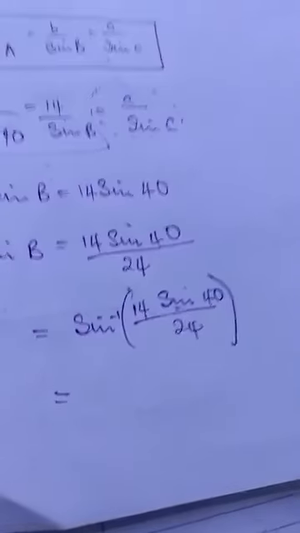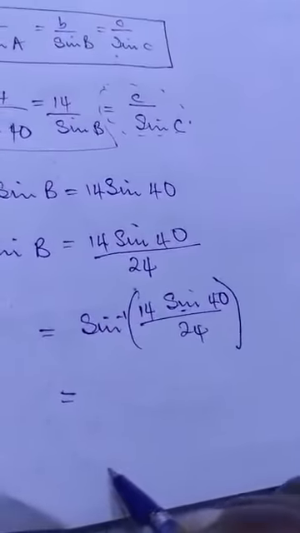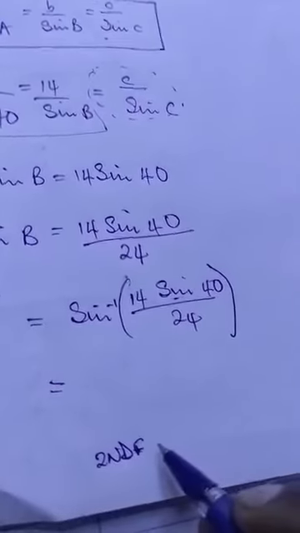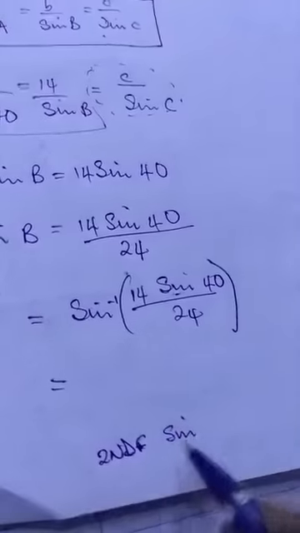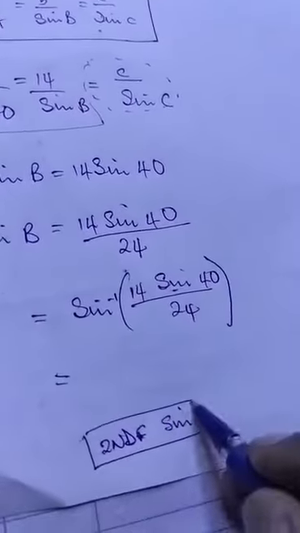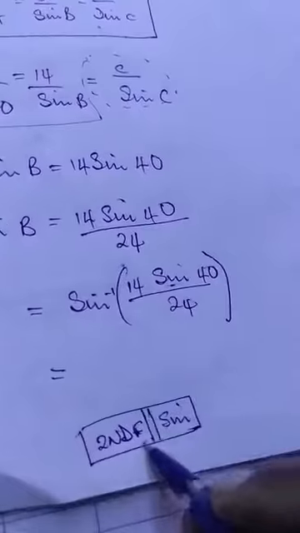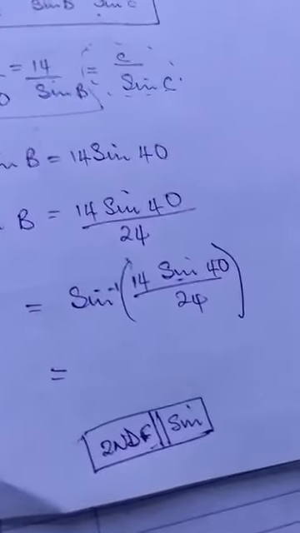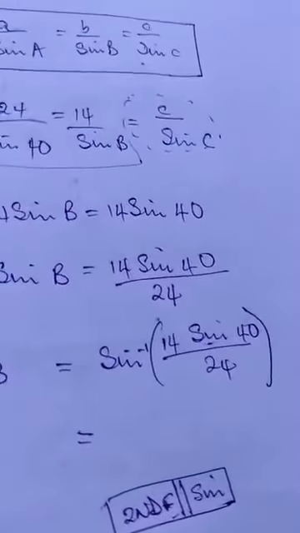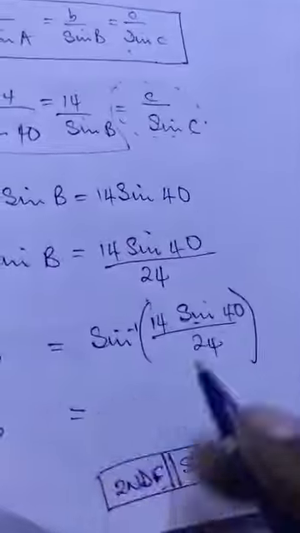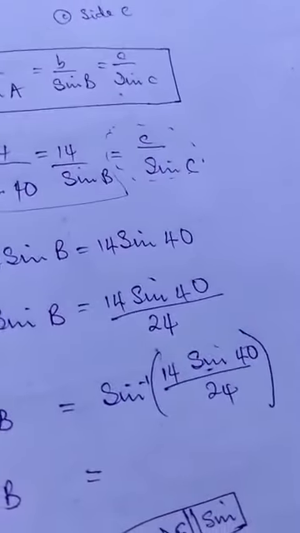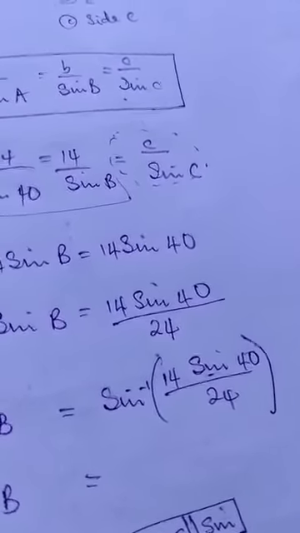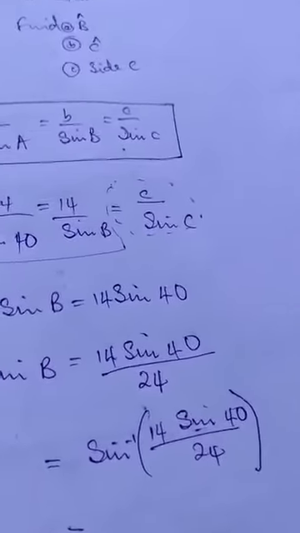After you get the answer after dividing by 24, you find the sine inverse. To find sine inverse, you punch second function. It will be written second function, then you punch the sine. After punching second function, you punch the sine, and your sine automatically changes to sine inverse. So after this, you get the value of B. After getting the value of B, now you move on to finding C.